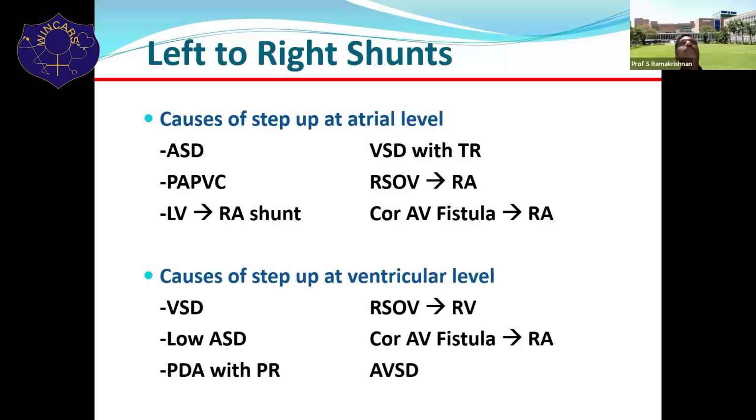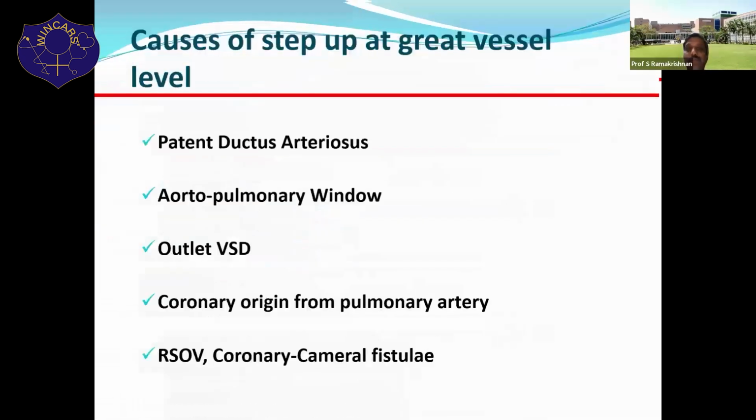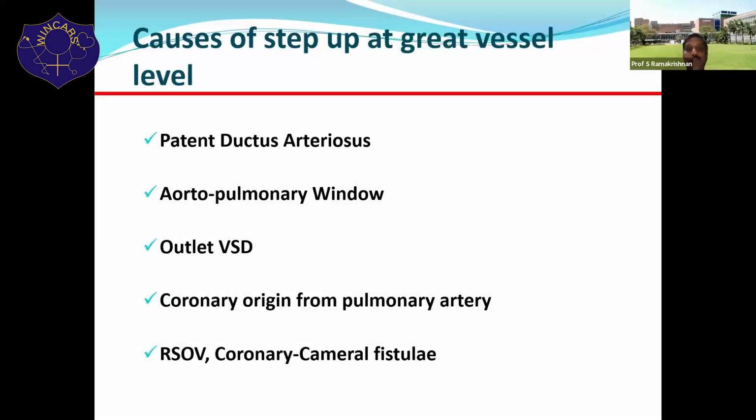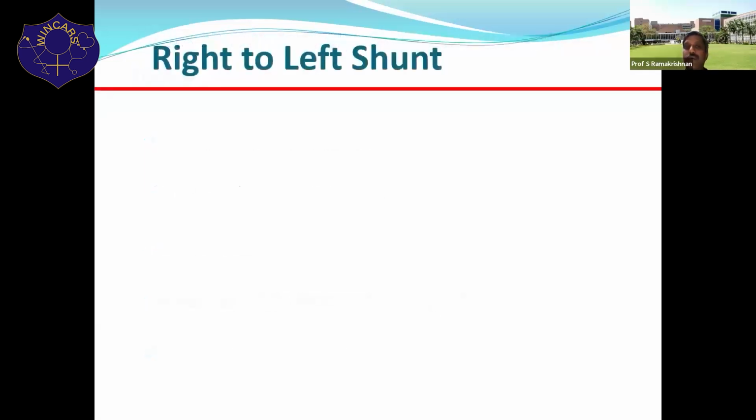This is how you have to remember, like one thing from below, one thing from above. That is very simple. Ventricular septal defect will produce a step up at the ventricular level. That's very easy. RSOV will produce it everywhere, and coronary fistula can be from everywhere. Remember that the best mixing happens at the next chamber level. That's what you have to understand. Same thing at the great artery level: PDA, aortopulmonary window, outlet VSD, and then anomalous origin of the coronary from the pulmonary artery, coronary fistula, and RSOV, which can rarely open there.